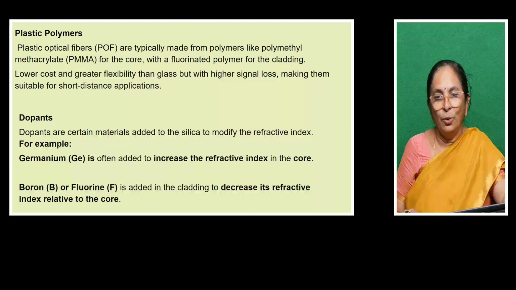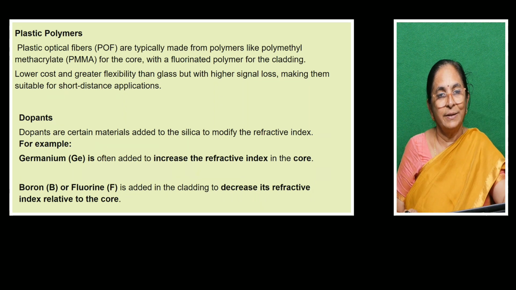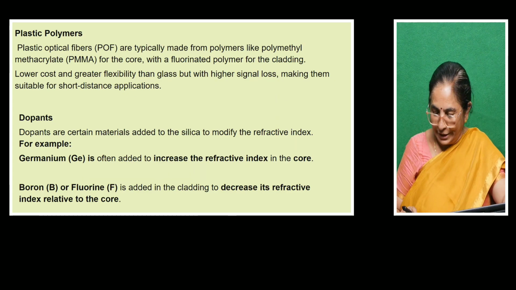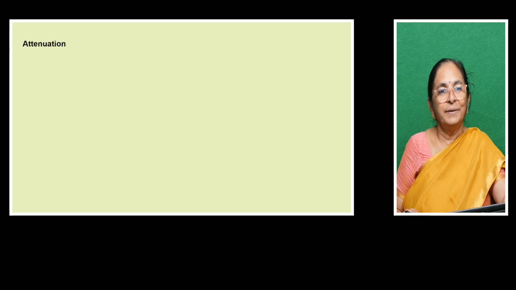And if you want to lower the refractive index, in the case of cladding, you need to add boron or fluorine to the silica glass, so that we can prepare both core and cladding.